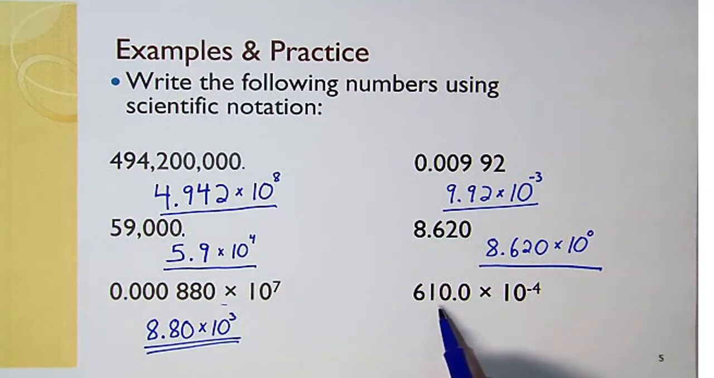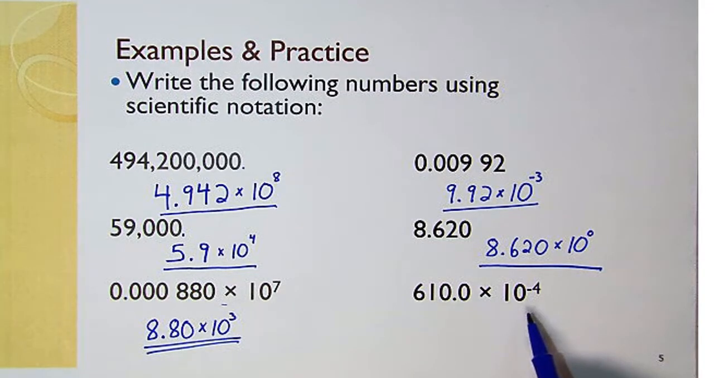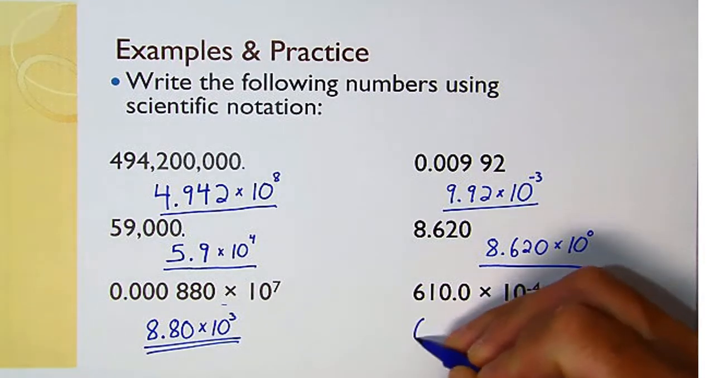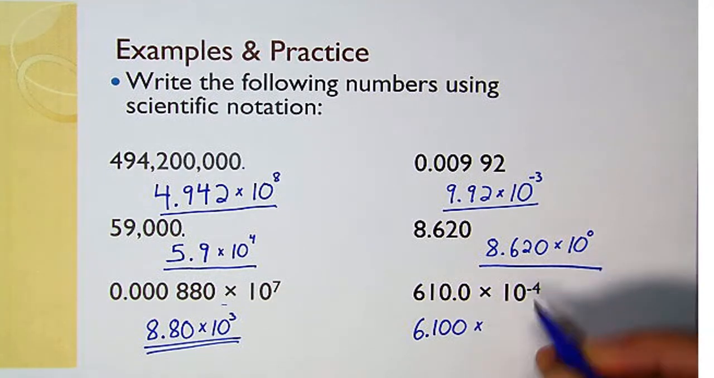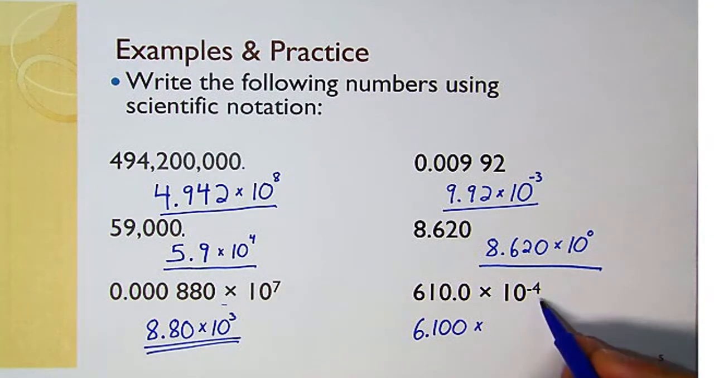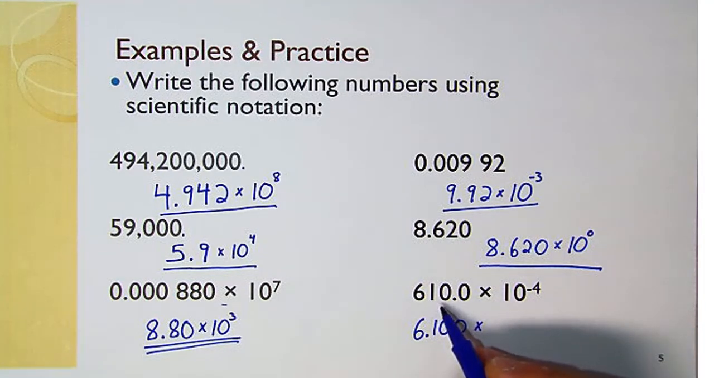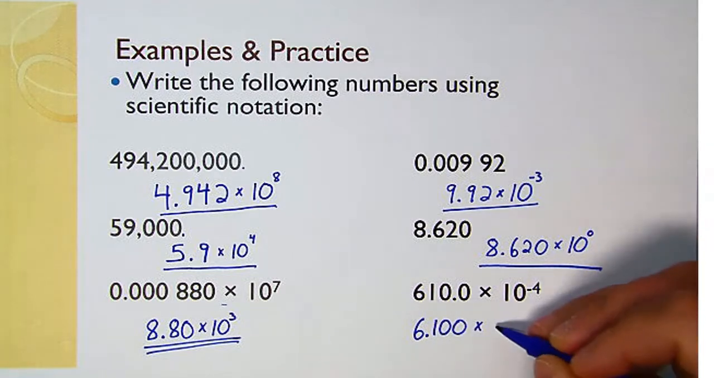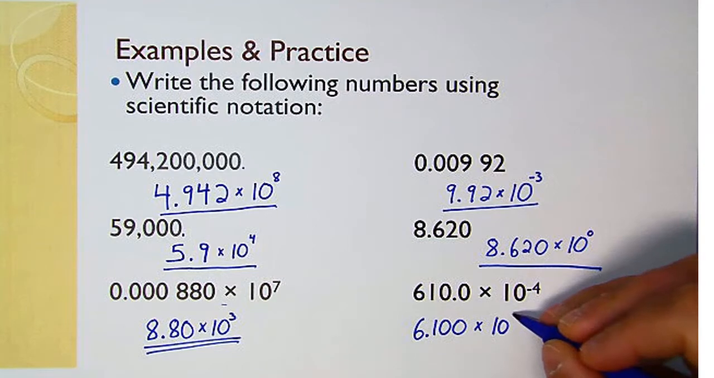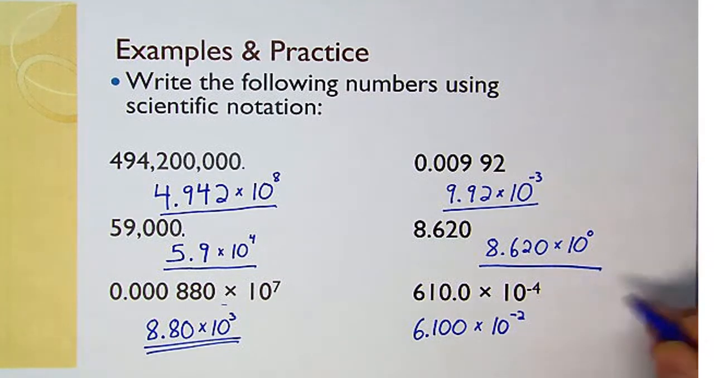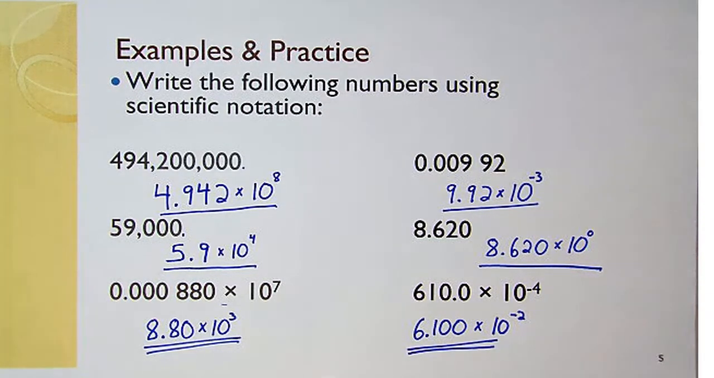And our last one, 610.0 times 10 to the negative fourth. That coefficient is too big. We need to make it smaller. We're going to make that 6.100. And since we're making the front number smaller, we should make the power of 10 bigger. Now be careful, we're at negative 4. The front number got 2 places smaller. What's 2 places bigger than 10 to the negative 4? It's tempting to say negative 6, but bigger from negative 4 would make us climb up to a negative 2. And we've put all those numbers in scientific notation.